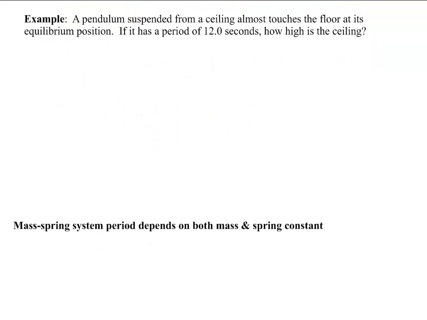Let's take a look at an example of this. We have a pendulum suspended from a ceiling. It almost touches the floor at its equilibrium position, so when it's hanging straight down perfectly vertically. If it has a period of 12 seconds, how high is the ceiling? Well, let's see if we can figure that out. So our equation is period equals 2 pi times the square root of L over g. So we are looking for L, the height of the ceiling.